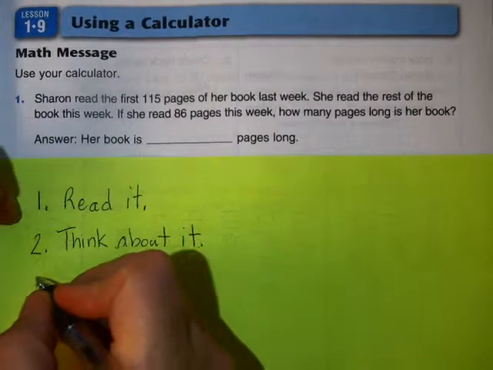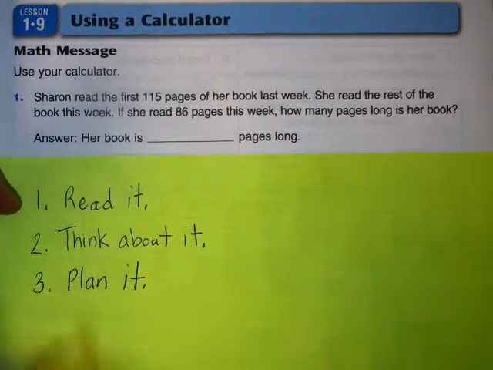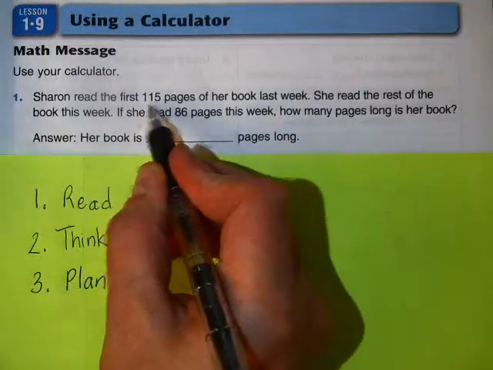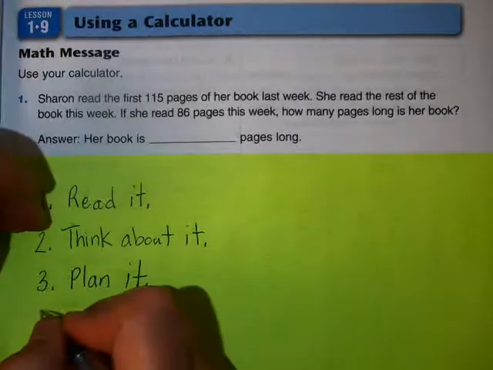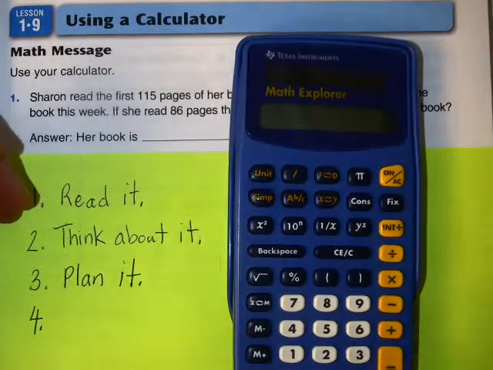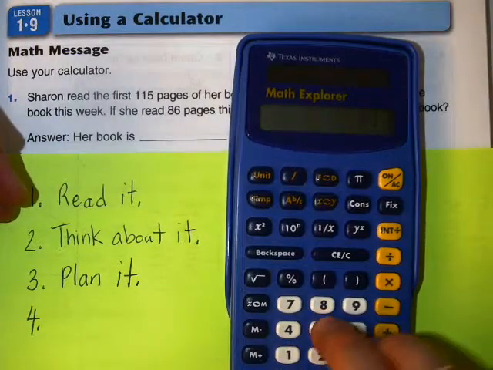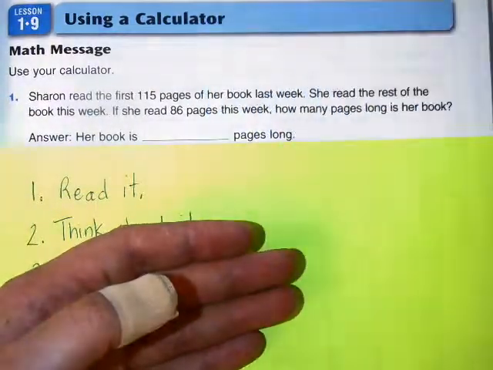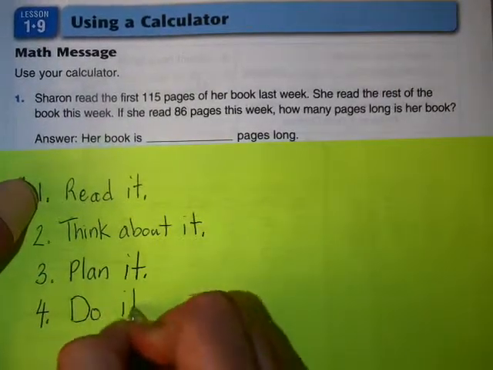So then the next thing I have to do is I have to plan it. Plan how I'm going to do it. Well, I think I'm just going to add. I think I'm just going to add those two numbers together. I think I'm going to add 115 to 86. Okay? And then I do it. When I do that, I'm going to take my calculator, because you get to use your calculator this time. And you do 115. Oops, I've already got something in there. Do 115, and I'm going to add plus 86. Okay, and then I would hit the equals button, and the answer will be fun for you to find on your own.